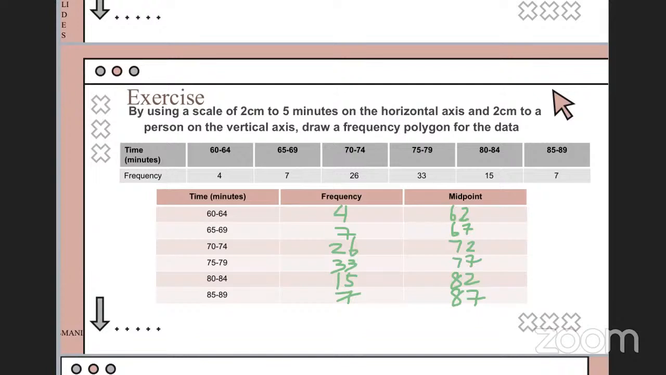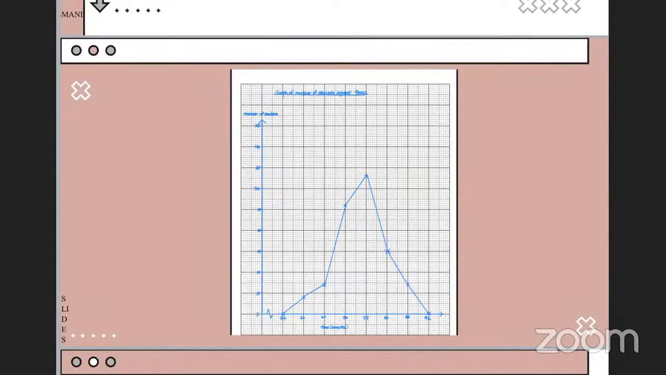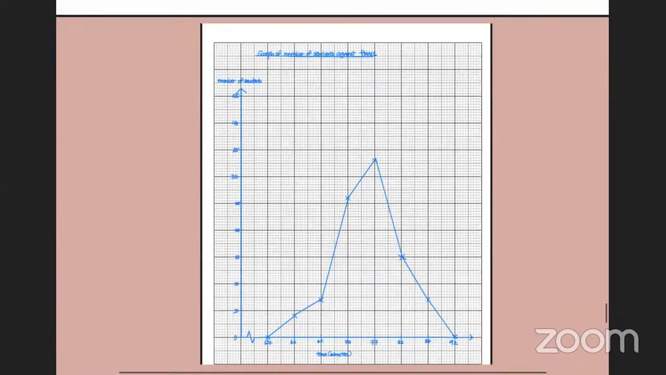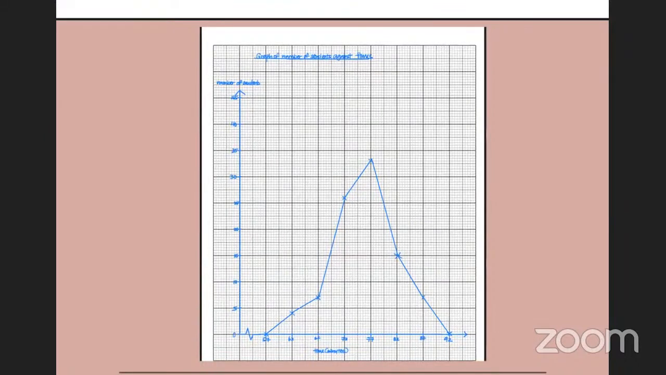Okay, can you guys draw a graph using this set of data, and I'll give you 4 minutes because it's just a very short graph. It's a frequency polygon, and I'll show you the example, okay? Once you have done, you can just type 1 in the chat box, okay?